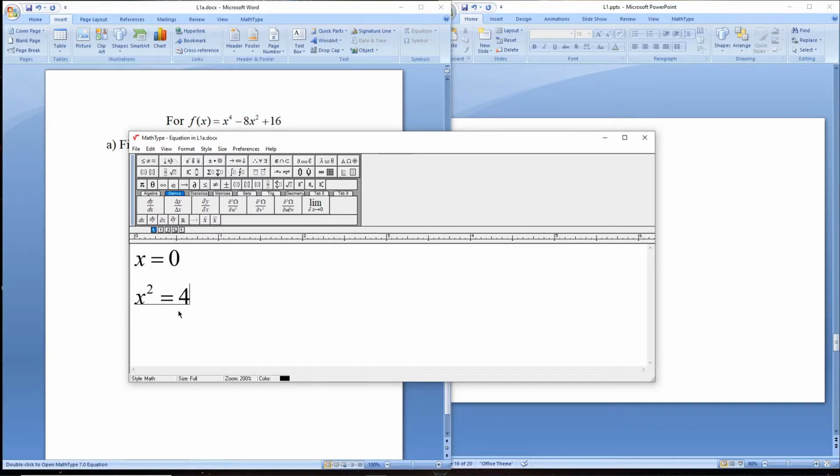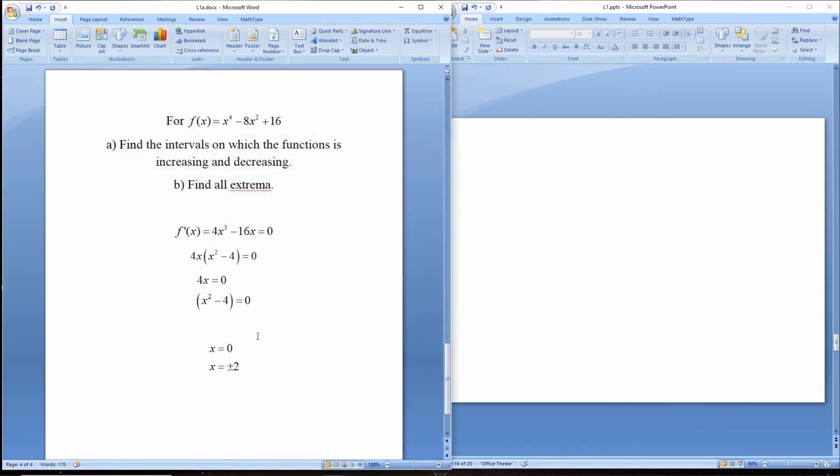And take the square root of both sides. So the square root of 4 is 2. Now, whenever you take a positive root, you will always have a plus or minus solution. And so we have 3 critical numbers.